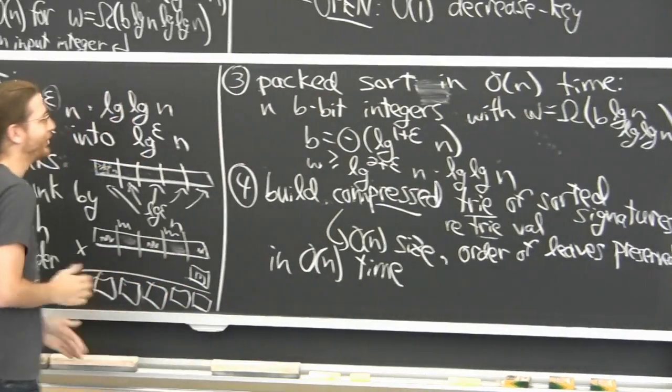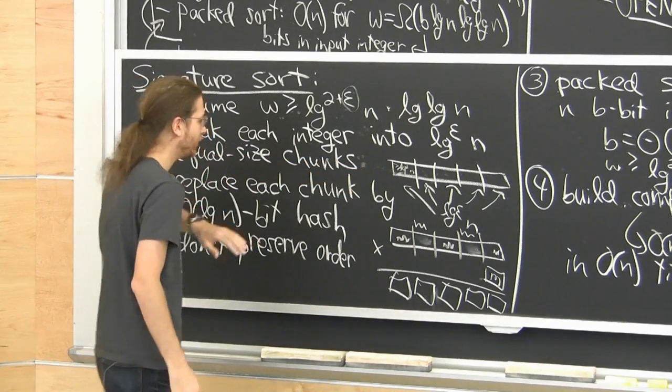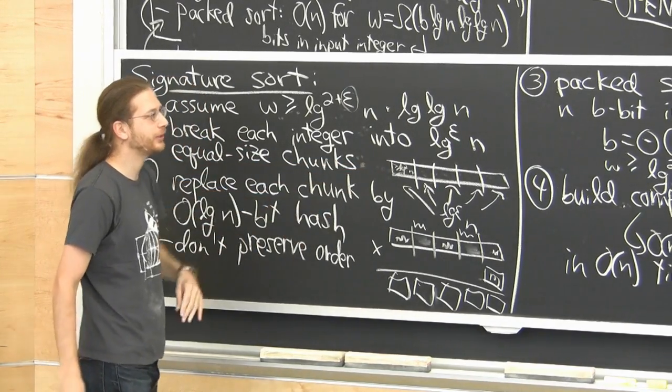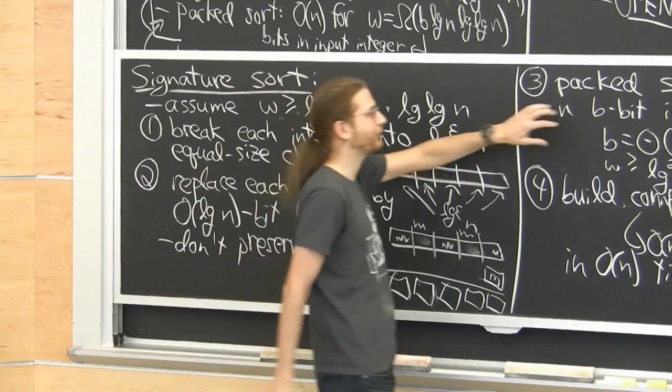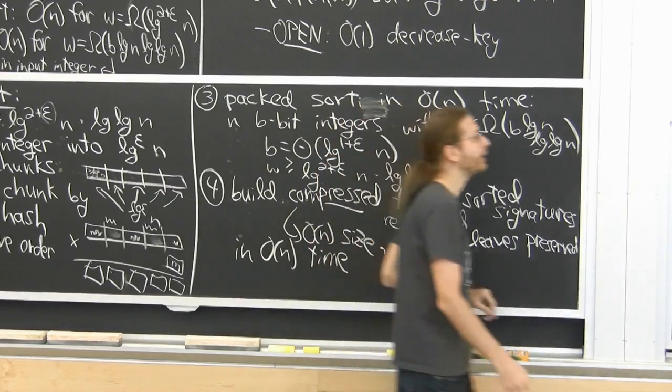Still not done, though. What have we done so far? We've taken our numbers, we split them into digits. We randomly permuted the digits by a hash function. That magically let us sort them in linear time. Now we've built a compressed trie of that representation.